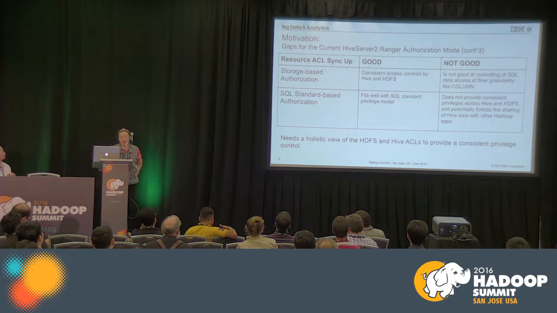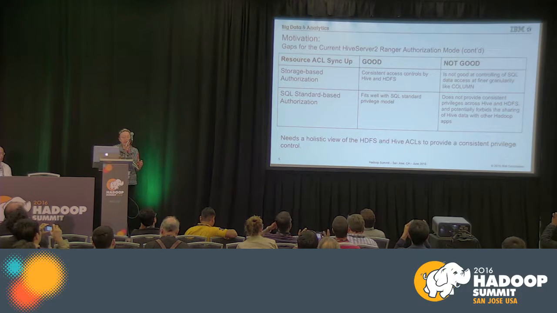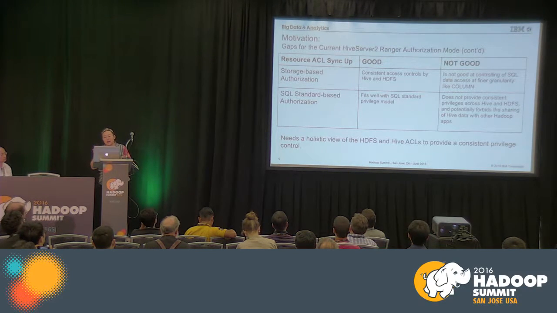The third gap we see is this. We know for the Hive authorization model, there's the so-called storage-based authorization and also SQL standard-based authorization. The storage-based authorization mainly works for Hive CLI. It is good in the sense that it provides consistent access control between Hive data objects and HDFS files. However, it does not provide finer granular access control, like on the columns.